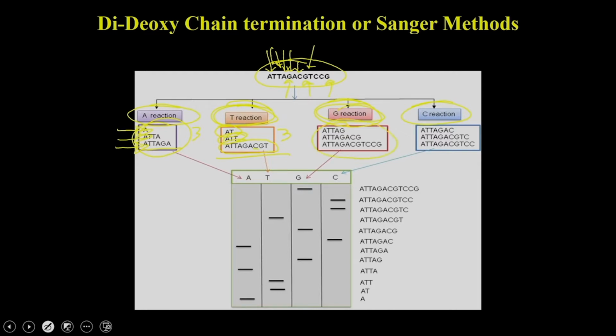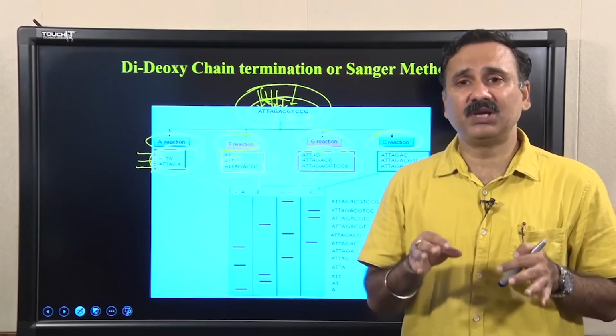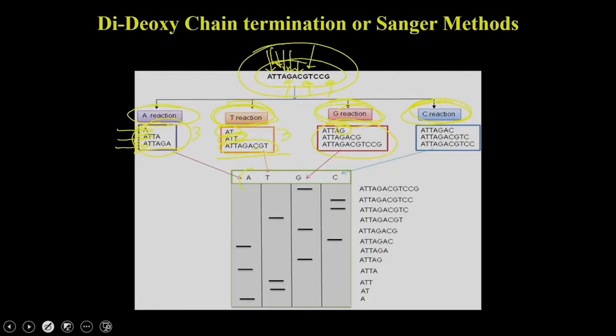What you see is that the last nucleotide in any reaction is the nucleotide which has been modified, which means the G is the modified nucleotide in the G reaction, and the same is true for the C reaction. Now you take all these 4 reactions corresponding to this particular sequence and analyze them on a high resolution polyacrylamide gel electrophoresis. So the A is going to give you 3 fragments like this, and T is going to give you 2 fragments like this.